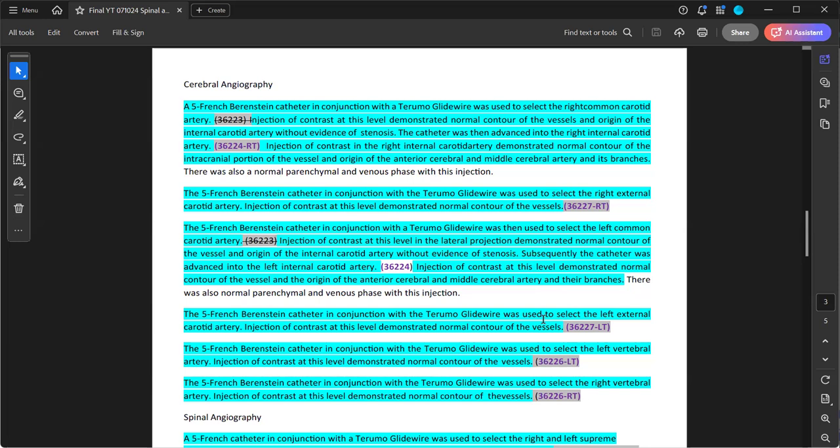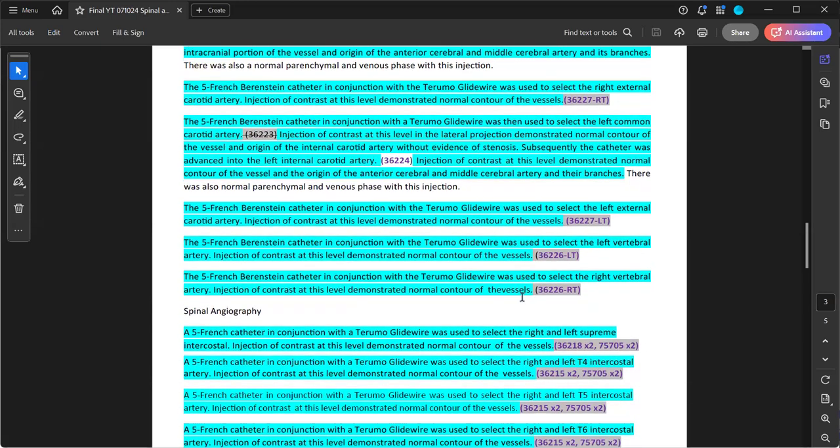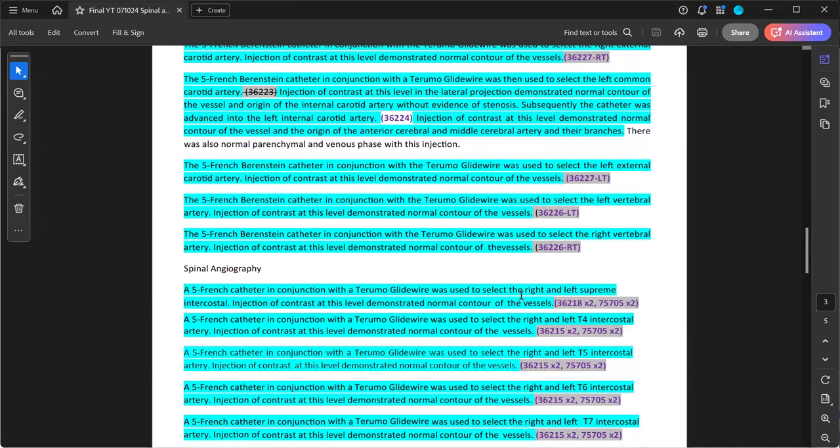So on the file here, I left out the LT on that 36224. Now, regarding the modifiers, when we're talking about coding for the head and neck, I will say that some payers want modifier 50, some want RT, some want LT. So you'll have to look into that to determine which ones you should be assigning based on the payers, because there is variation there. And then we jump down to the next paragraph.